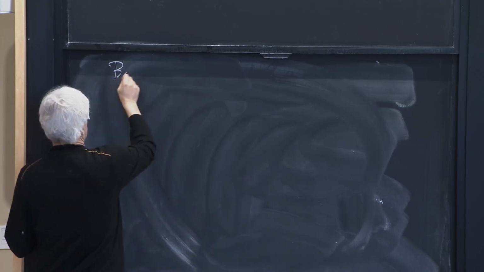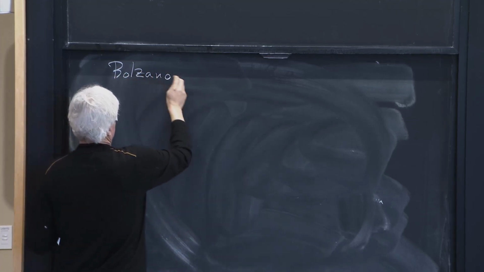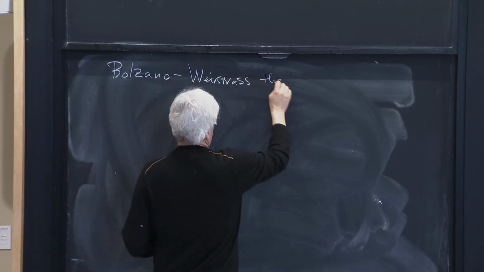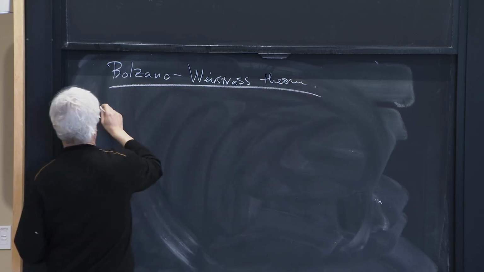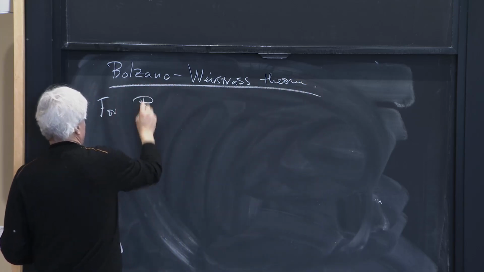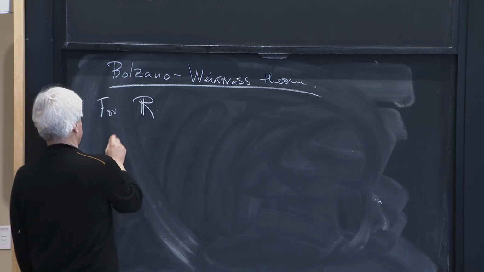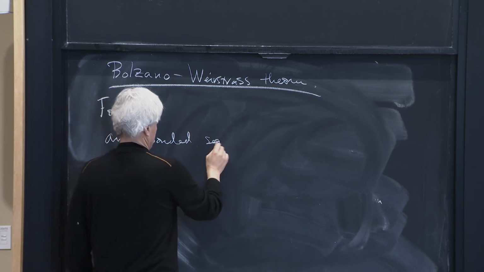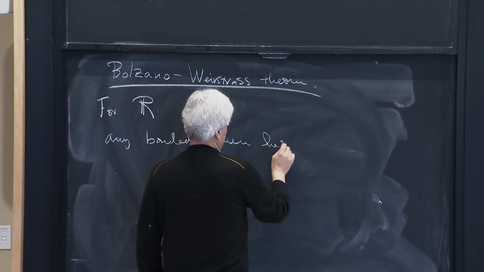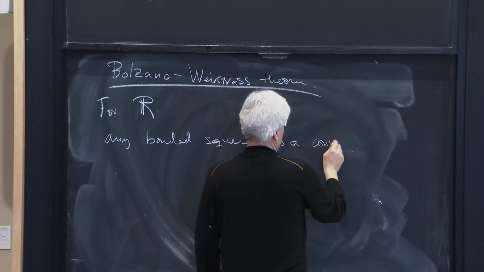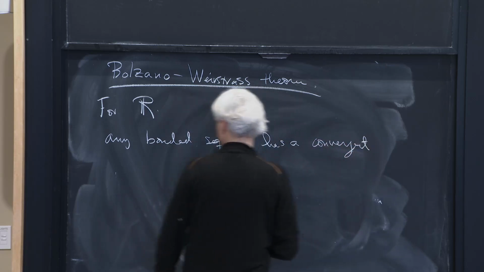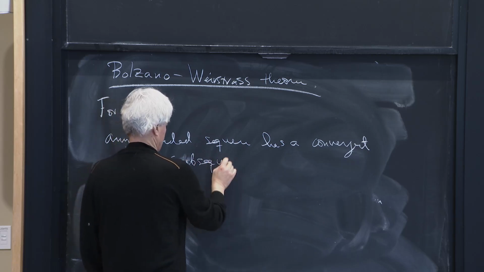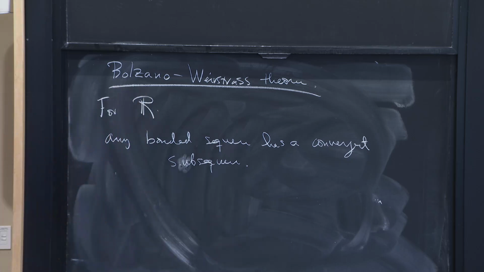So the Bolzano-Weierstrass theorem, remember that this is for R, and it says that any bounded sequence has a convergent subsequence. Right? That was the Bolzano-Weierstrass theorem.